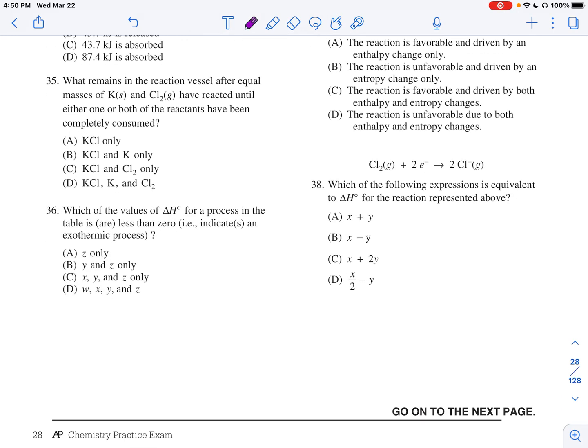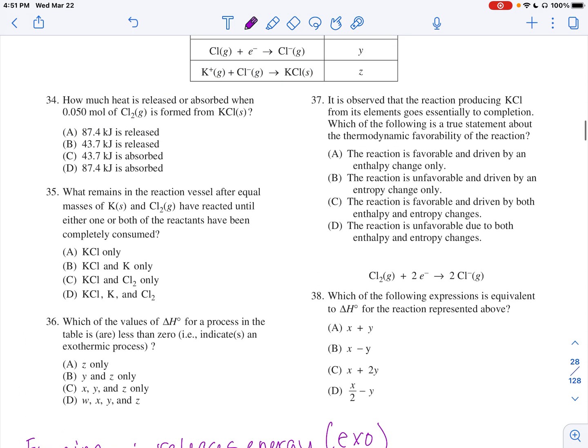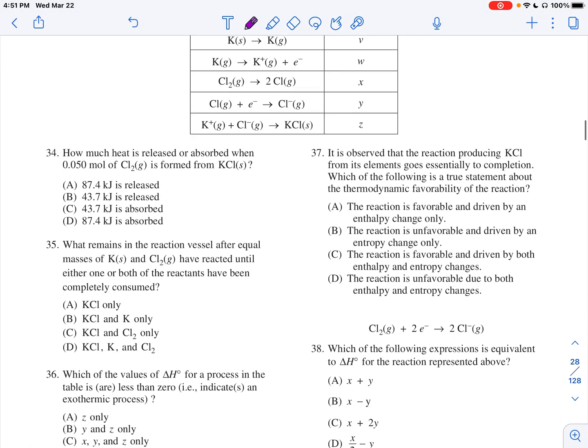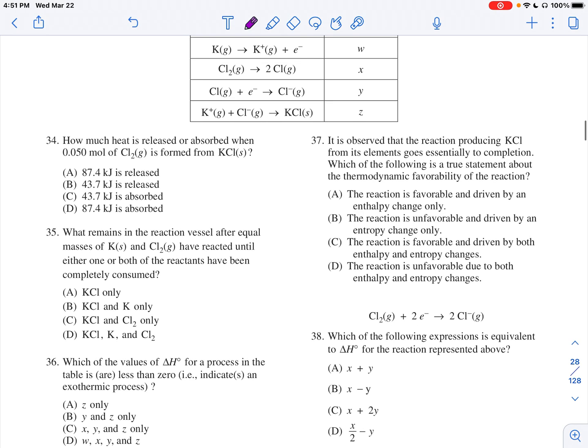Forming bonds releases energy. And we know that means it's exo. Breaking bonds absorbs energy. And that means it's endo. So this one doesn't ask about V. Okay, so we're only looking at W, X, Y, and Z.